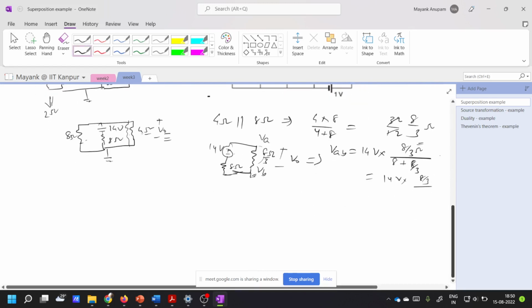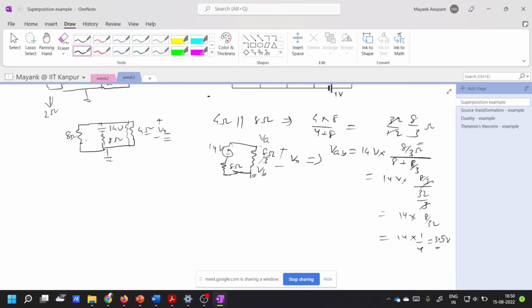So this becomes 32 by 3. The 3 and 3 are gone, so this becomes 14 multiplied by 8 by 32, which is 14 into 1 by 4. How much is this? 3.5, right? So this is plus 3.5 volts. So V naught due to 14 volts is equal to 3.5 volts.